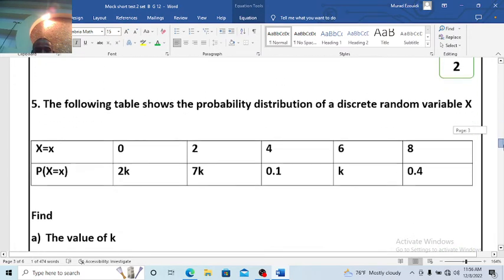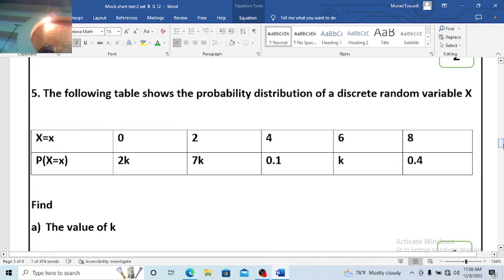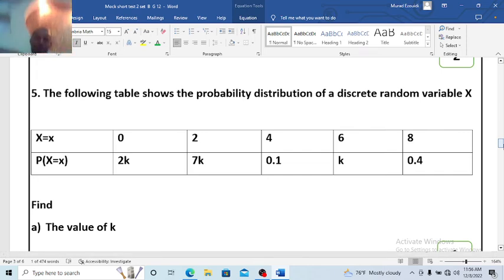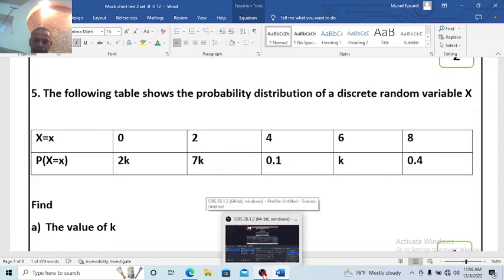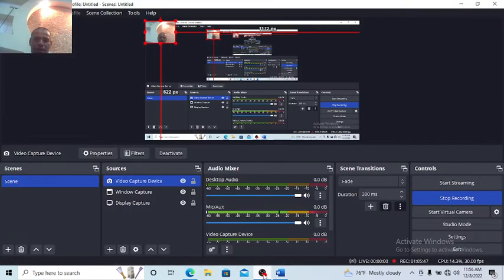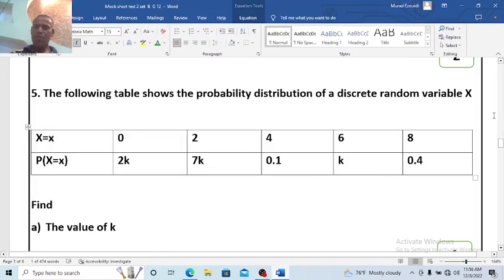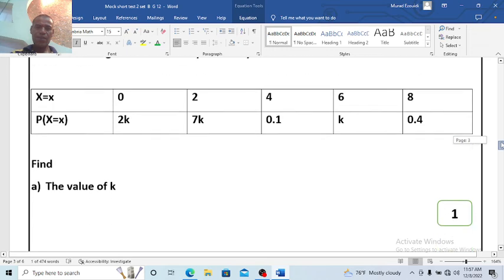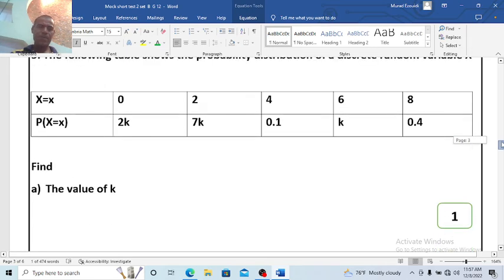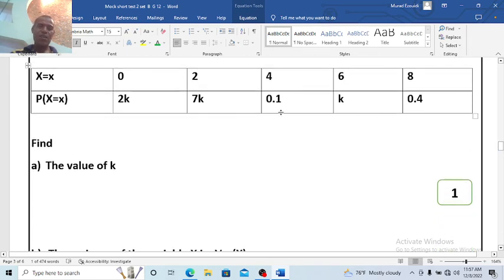The next question. The following table shows the probability distribution of a discrete random variable x. So the question is find the value of k. Okay, you are going to answer this question.